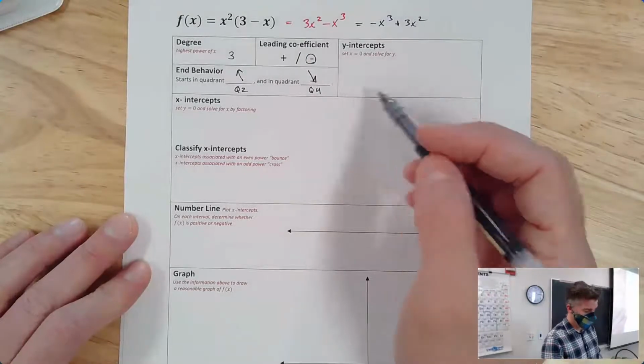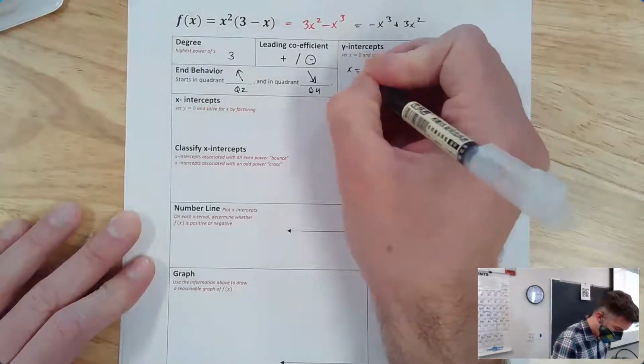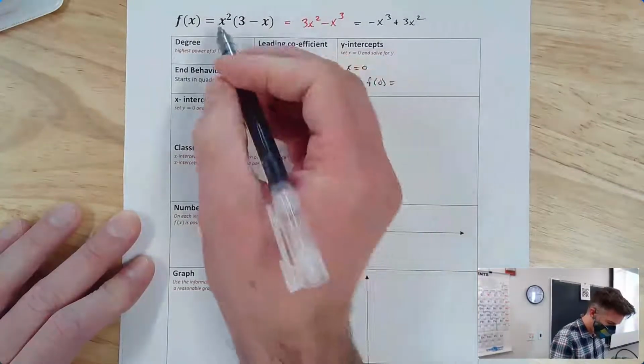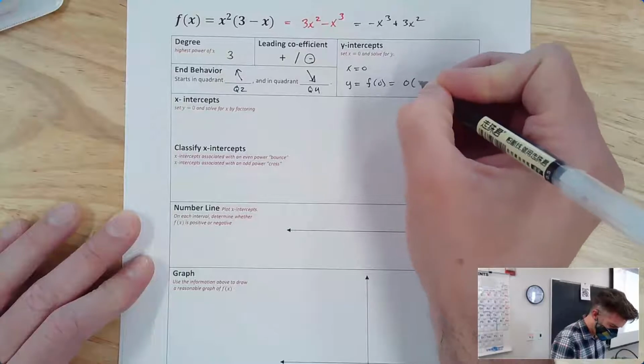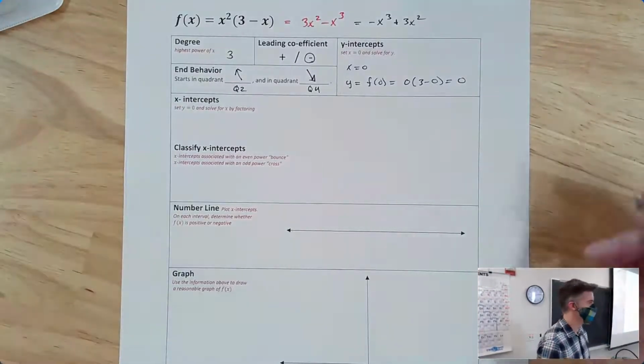So now let's find the y-intercept. We're going to set x equal to 0. And if x equals 0, y is going to be f of 0, which is 0 times, it really doesn't matter after that, 0 times 3, which is 0. So our y-intercept is 0.